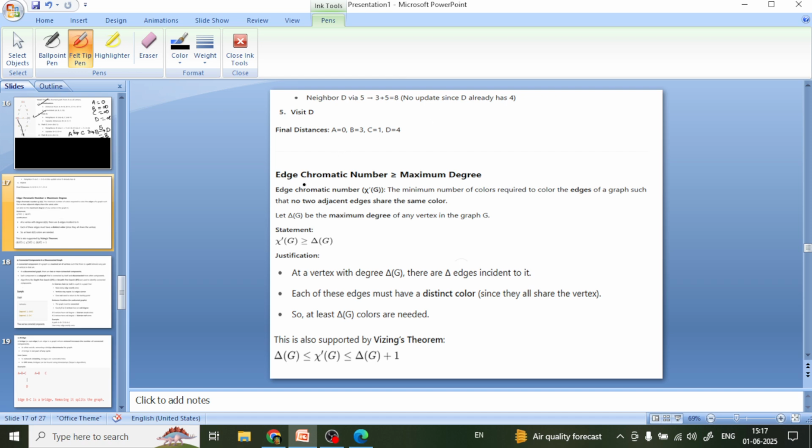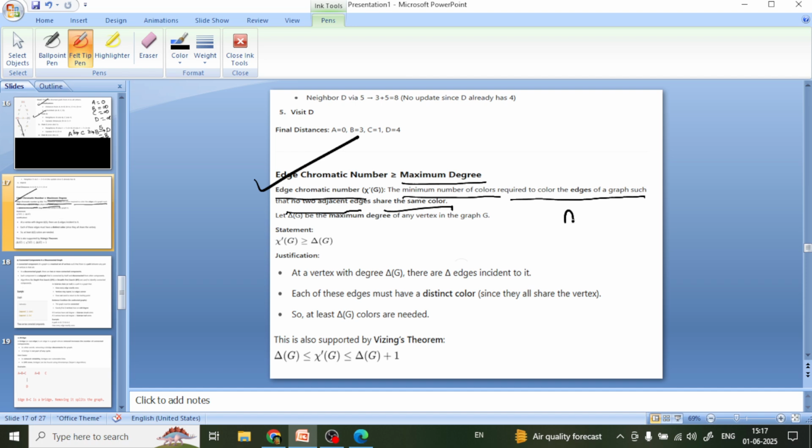Now next, edge chromatic number, which is greater than or equal to the maximum degree. Edge chromatic number χ'(G) is the minimum number of colors required to color the edges of a graph such that no two adjacent edges have the same color.